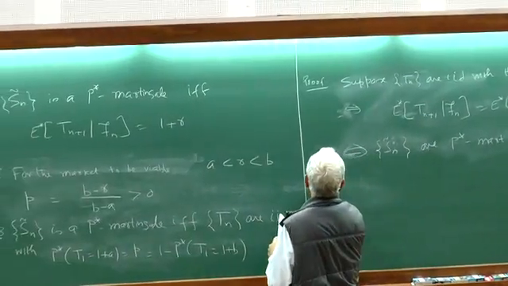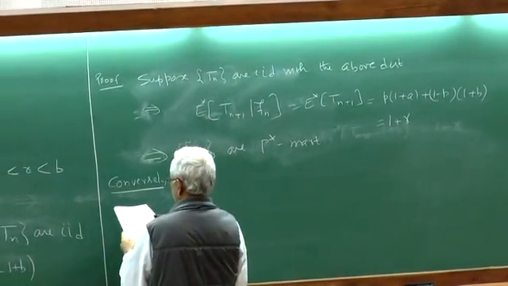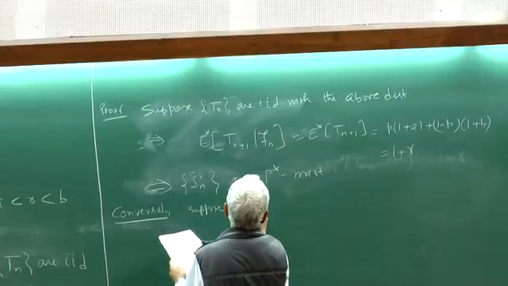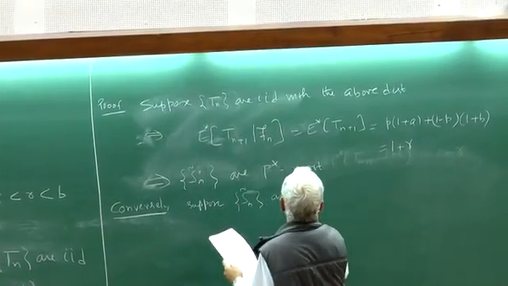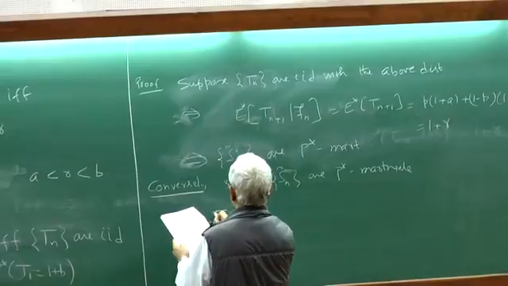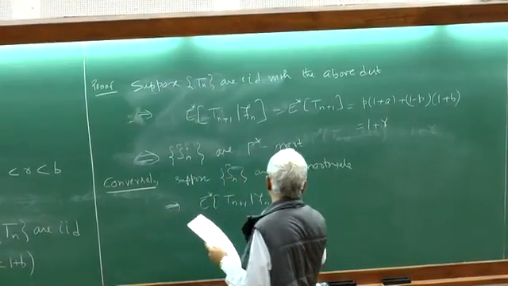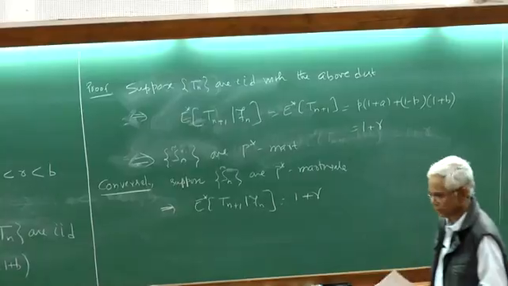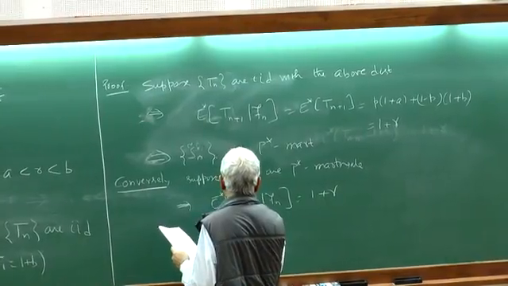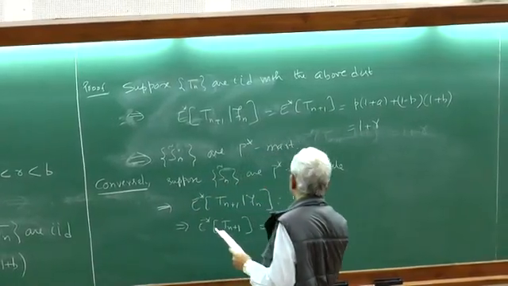Conversely, the converse is a little more complicated. Conversely, suppose Sn tilde is a P star martingale. This implies the expected value of Tn plus 1 given Fn is equal to 1 plus r, that we have seen, right? This implies the expected value of Tn plus 1 equals 1 plus r, one more expectation.